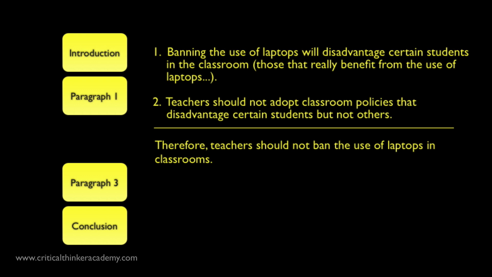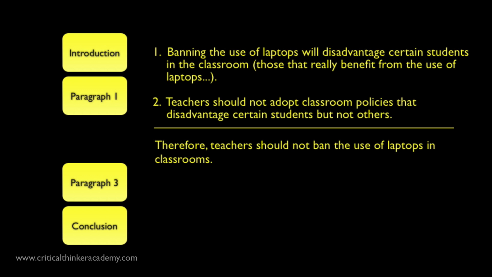So let's go back and take a look at this argument and ask ourselves what a natural objection to it might be. Now, as presented here, the logic works fine. If there's a problem, it's with the plausibility of the premises. Now, I'm inclined to accept premise 2, that teachers shouldn't adopt policies that disadvantage some students but not others, but only if the disadvantage is significant.